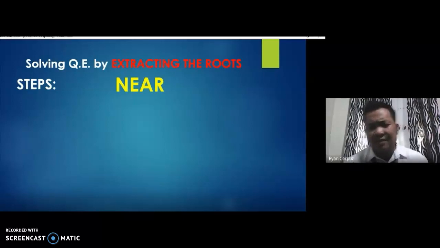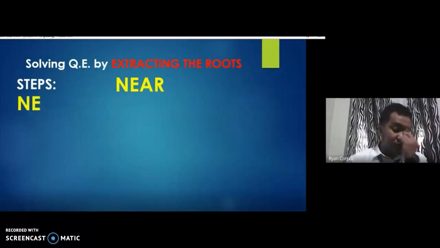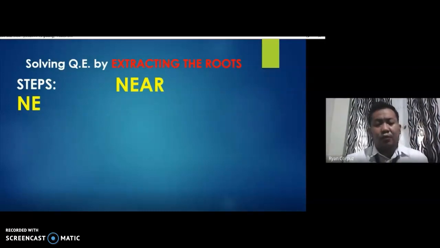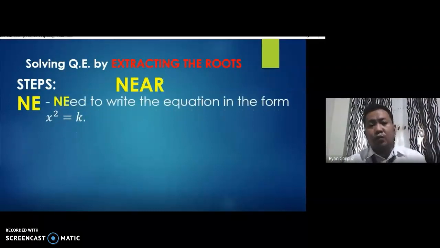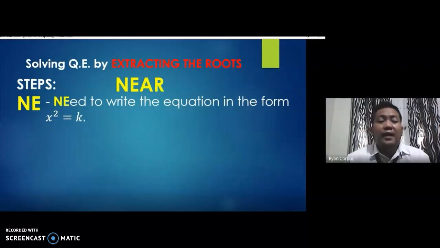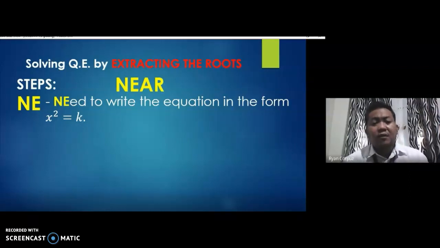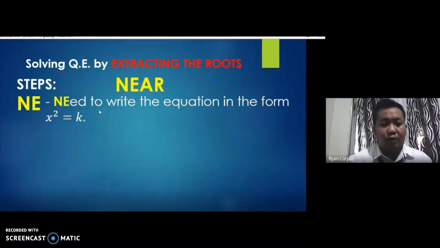Ano ba yung NEAR na sinasabi natin? First step natin is N E. N E stands for need to write the equation in the form x squared is equal to k. So, if you are going to solve quadratic equation by extracting the roots, the first thing you are going to do is to write the equation in this form, as x squared is equal to k.